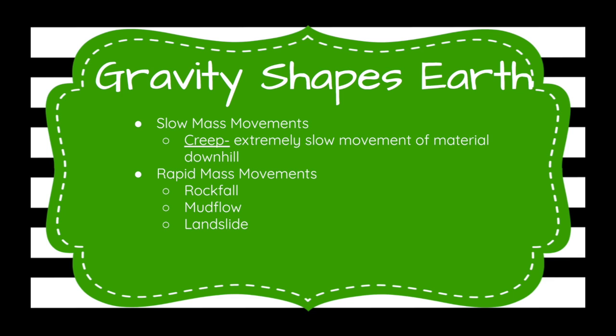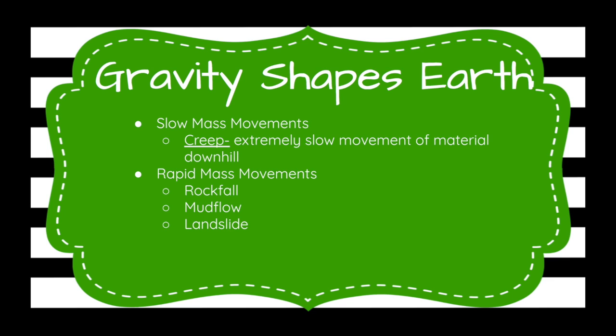Gravity can also shape Earth through deposition and erosion. There are two types of mass movements: slow mass movements, exactly as they sound, they happen slowly, and rapid mass movements, which happen very fast. Now, gravity we know pulls something down naturally. So the extremely slow movement of material downhill is called creep.